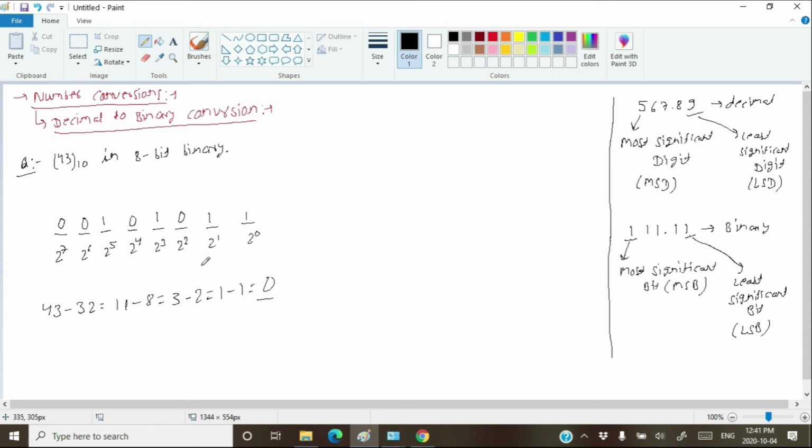This is the binary representation of 43, actually the 8-bit binary representation of 43. So 43 in base 10 is equal to 00101011 in binary. This is the 8-bit representation of 43 in decimal. How many minimum bits do we require to represent 43 in binary? That will be these 6 bits. At least 6 bits are required to represent 43 in binary.